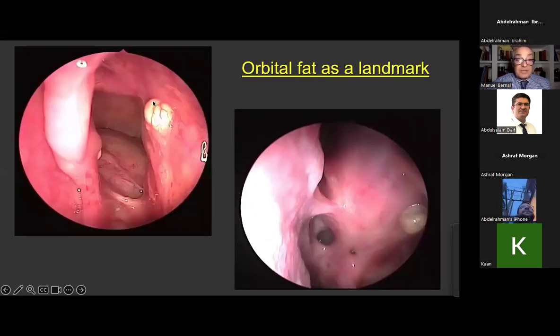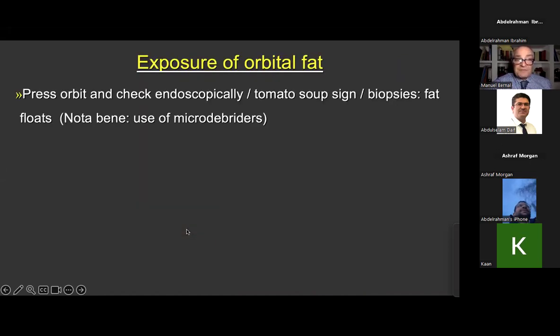Here you see two situations where I needed to expose the orbital fat superiorly in order to identify the frontal sinus, which was completely blocked. And here I have a little bit of fat in the infraorbital area, which was helpful to identify all the other structures. Whenever you have the situation of exposing the fat, use the trick of pushing on the orbit from outside and check that endoscopically, because then you will see how it moves. I do that regularly, and particularly in revision cases.